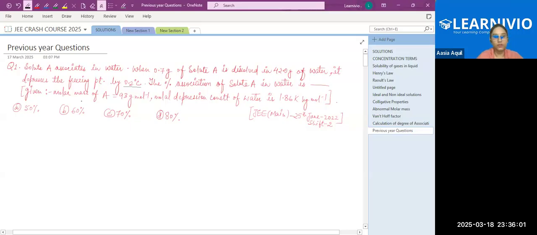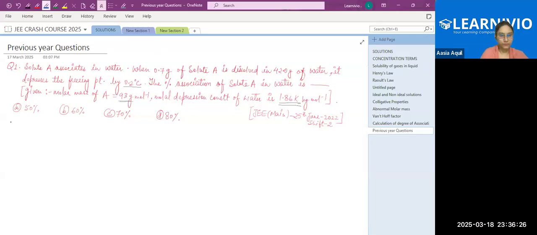And what is given here? The molar mass of A is given, which is 93 gram per mole. And the molar depression constant of water is also given, which is 1.86 Kelvin kg per mole. There are four options here: 50%, 60%, 70%, and 80%. Just tell me how to solve it. How will you proceed with this question?